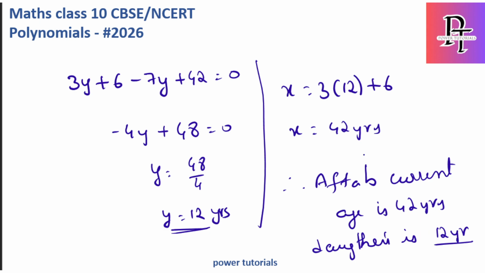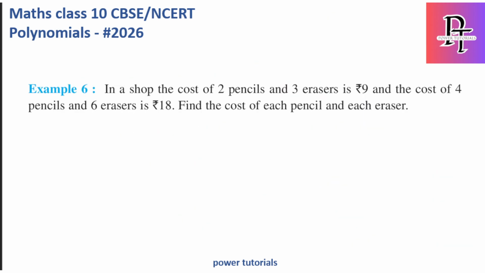You can also cross check. 42 minus 7 is 35, and 12 minus 7 is 5. 5 into 7 is 35, which is 7 times the daughter's age. If it is 3 years ahead, it will become 45 and 15. 15 into 3 is also 45. Hence both the conditions are satisfied. Okay, let's see the next question.